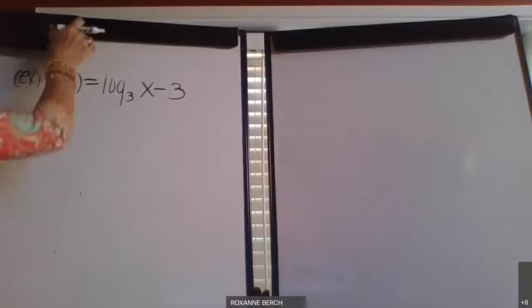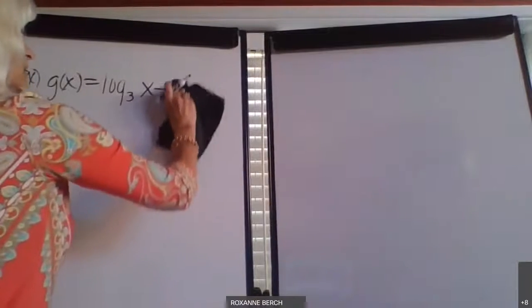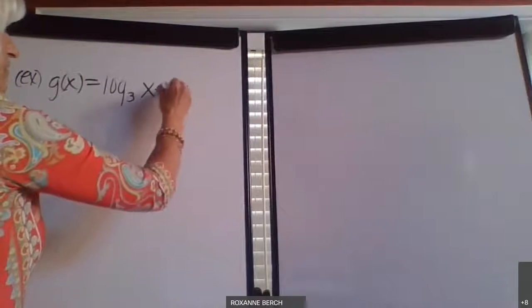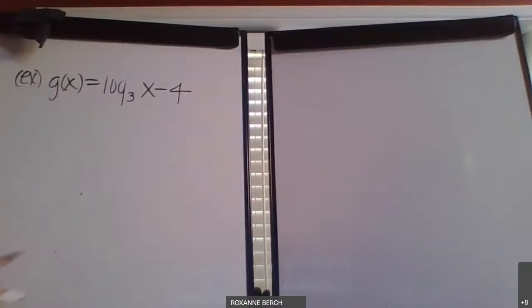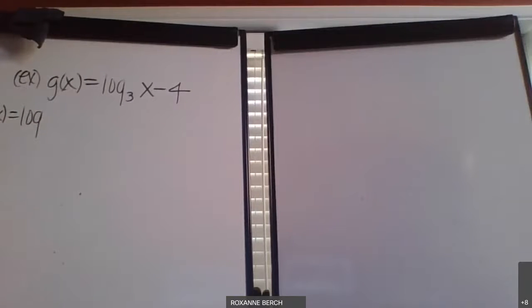I don't want to do that one. Hold on. Let's do log base 3 of x minus 4. All right. Who's the parent? Log base 3. So what points are you going to pick? And we know there's an asymptote at x equals 0. In fact, let's draw that.